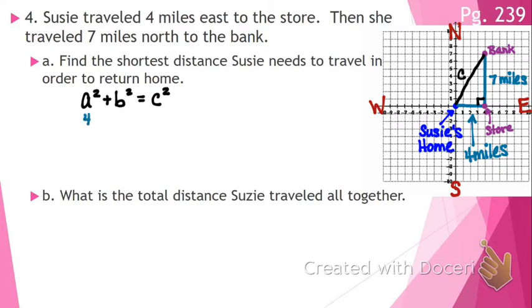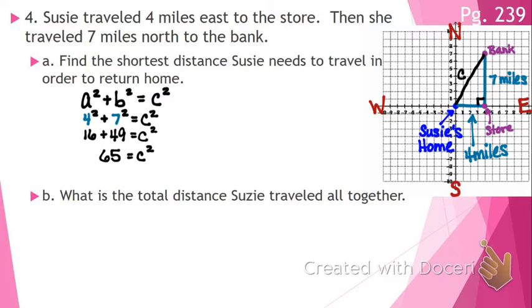So I'm going to substitute in. So we have 4 squared plus 7 squared is equal to C squared. Well, 4 squared is 16. 7 squared is 49 equals C squared. I'm going to add the 16 and the 49 together. When I do that, I get 65. So 65 is equal to C squared.